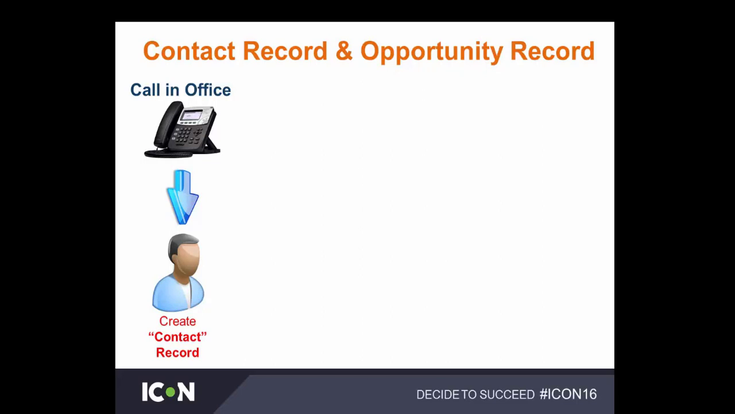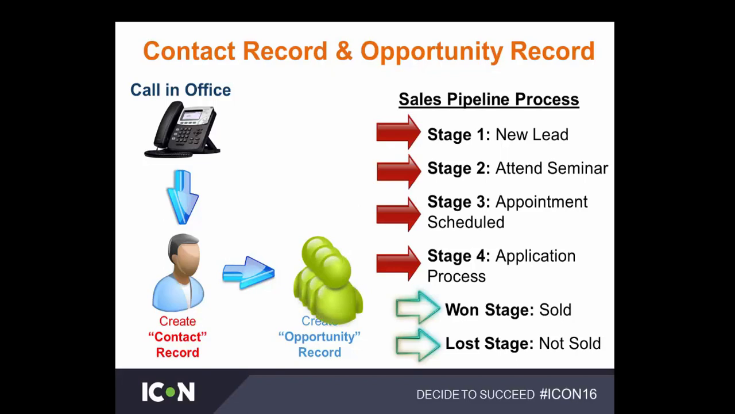As soon as a contact record is created, you're going to want to create an opportunity record. And then that opportunity record is what you're going to use to manage it inside of your sales pipeline process. That's how it works. And remember, a contact record can have multiple opportunity records. An opportunity record can't have multiple contact records, because opportunities are always connected to one contact record.